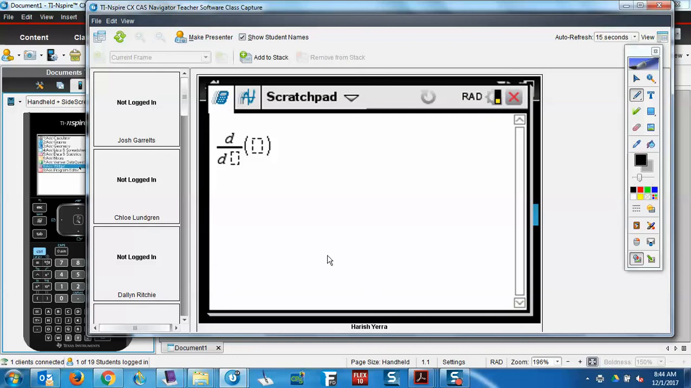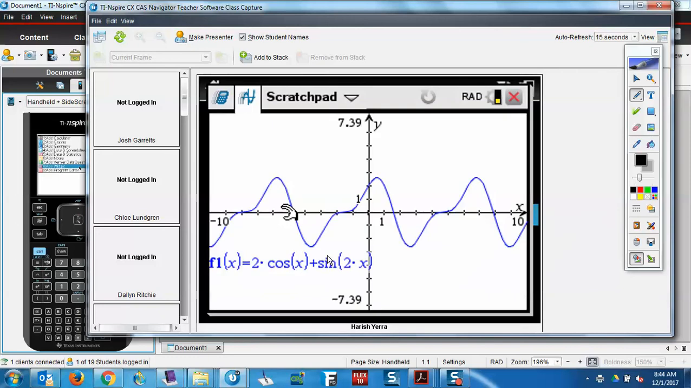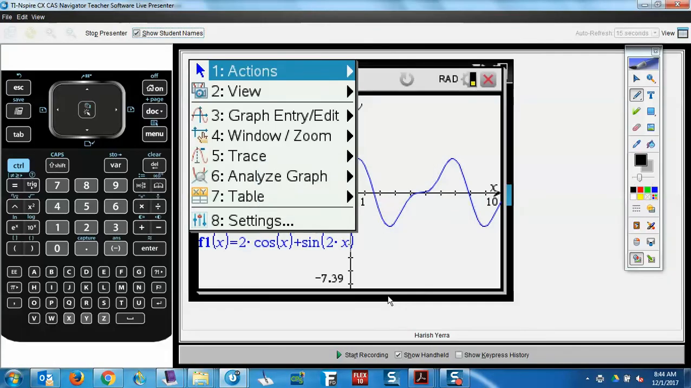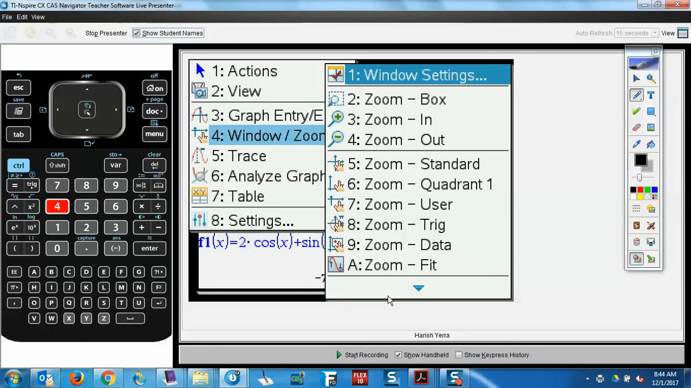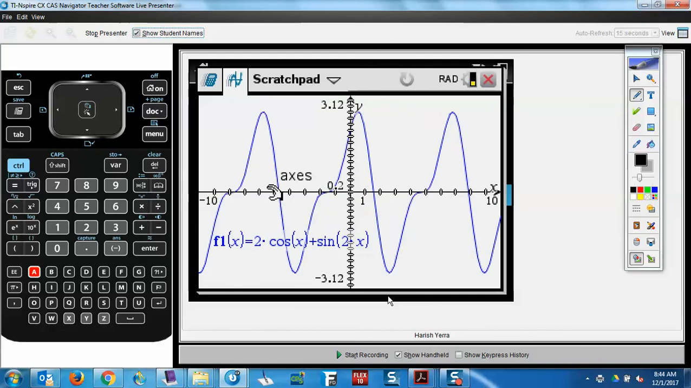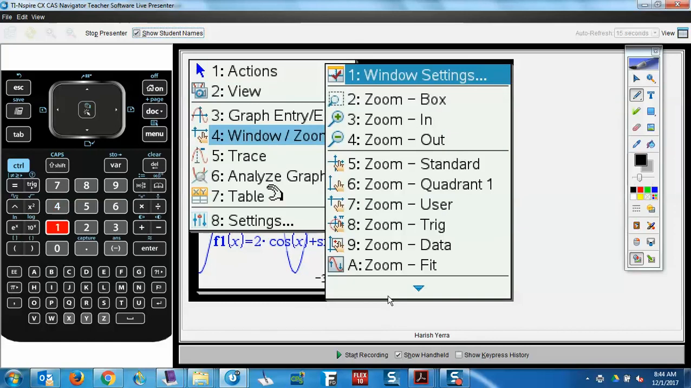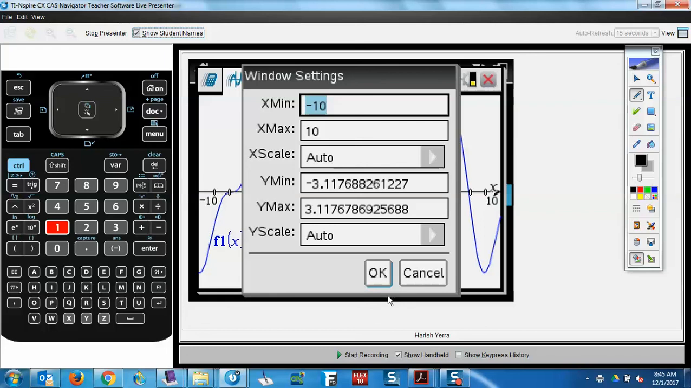Okay? So Harish, go back to the graph, go to your window, and let's set it from 0 to pi. I don't know if I've shown you this yet, but there's something called Zoom Fit. When you have a set domain, Zoom Fit's a great tool. So go to your window. Are you not the presenter yet? I'm sorry, I haven't made you the presenter yet. Okay, go to your window. Zoom Fit is choice A, but you've got to set your X min and max first, so go to window, Zoom, settings.